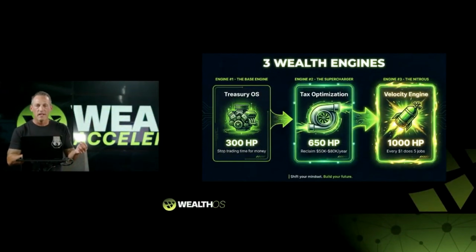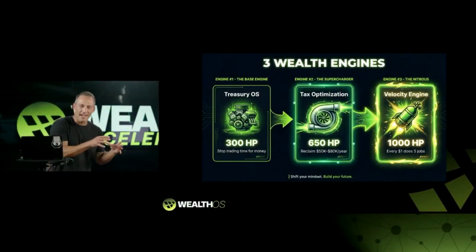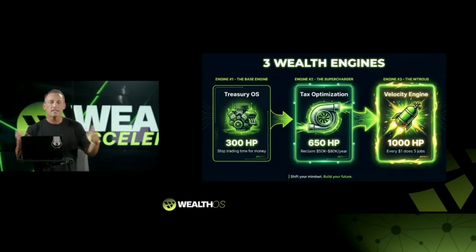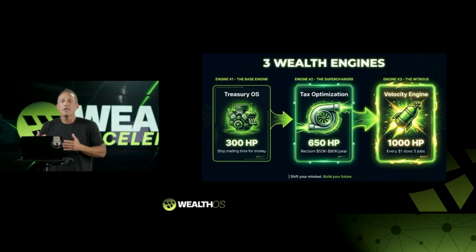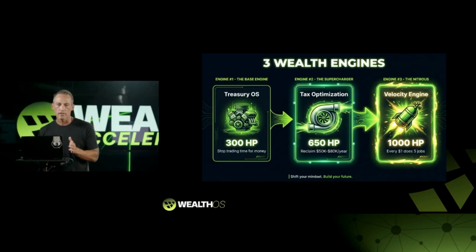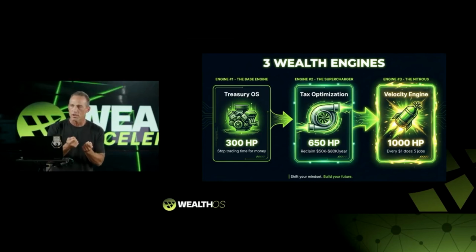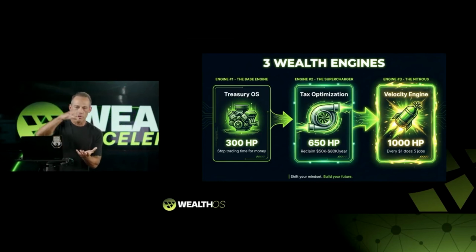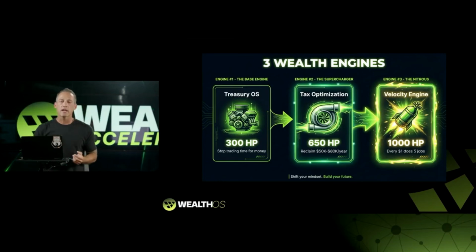But the problem is, if you try to inject nitrous oxide on a 4-cylinder engine, you're going to blow the whole engine apart. This is how people blow themselves up. They try to use advanced strategies, but the motor isn't capable of it. So we don't want to skip ahead. We have to do this in sequence. We build the base engine first. You put the supercharger on second, then you can handle the nitrous oxide.